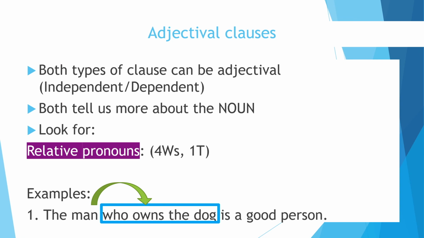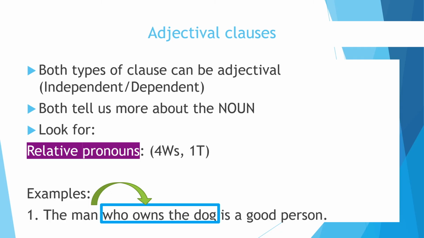Adjectival clauses. Both types of clauses, main slash independent and dependent slash subordinate, can be adjectival. They tell us more about the noun. Look for relative pronouns when you are looking for an adjectival clause: the 4 W's, 1 T. Let's look at an example.